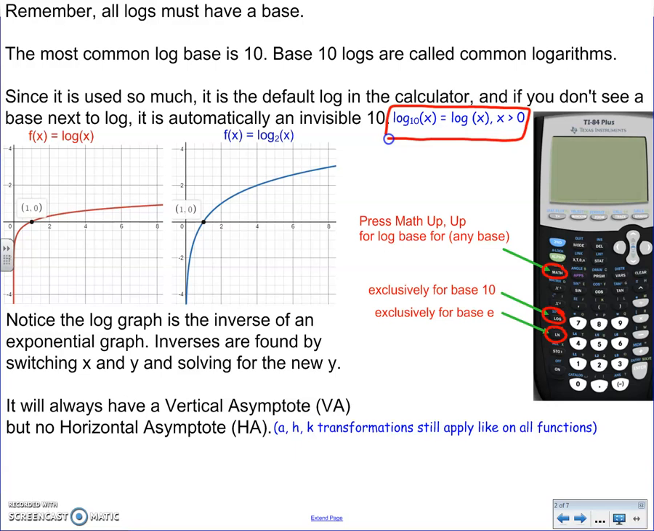Now notice the log graph is the inverse of an exponential graph. Inverses, again, are found by switching x and y and solving for the new y. It will always have a vertical asymptote, VA, at x equals 0, that vertical line, but no horizontal asymptote. That's the reverse of what an exponential graph has. Also note that the AHK transformations still apply like on all functions. A is going to be flip or not, vertically stretch, vertically compress. H is shift left or right, K is shift up or down. Also remember H is opposite.